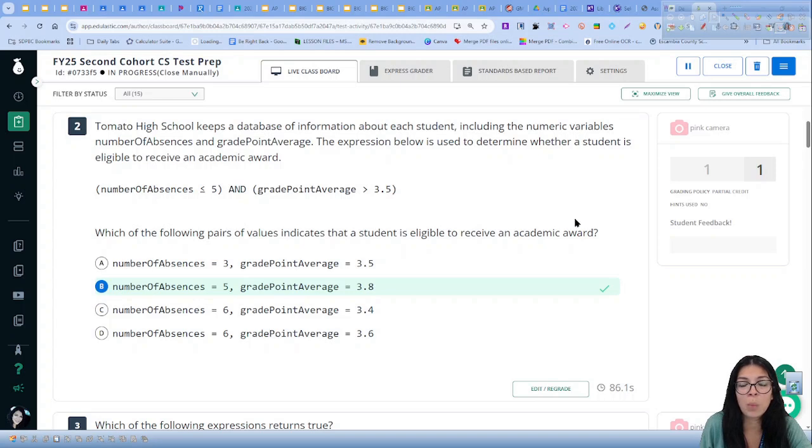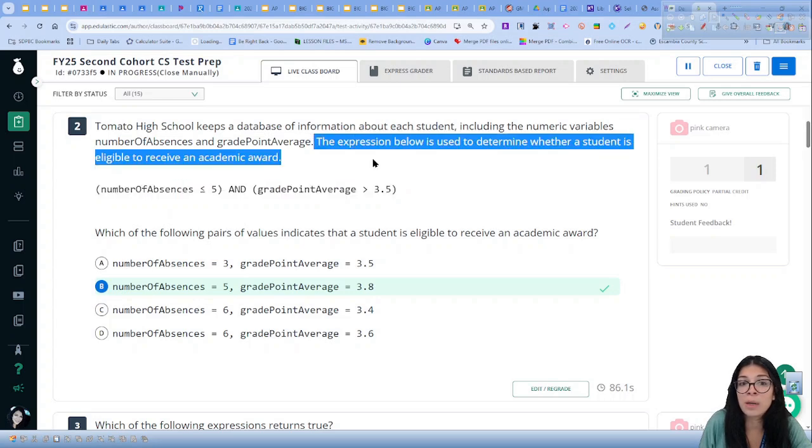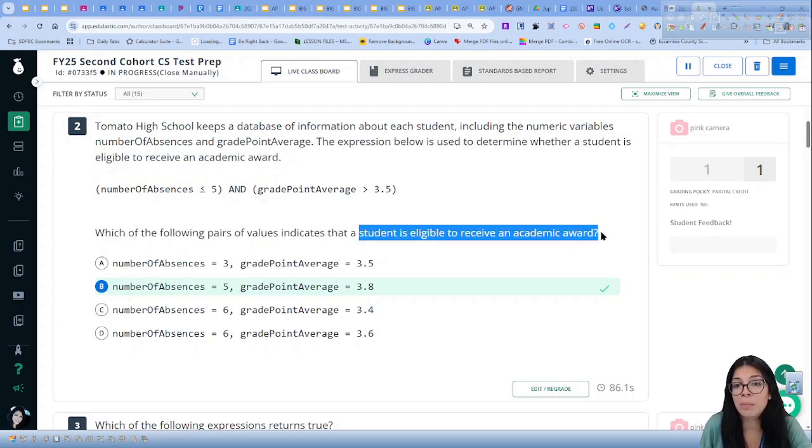receive an academic award. So the value pairs would be one that makes this condition true, right? Because this is the condition that allows us to determine whether a student is eligible to receive an award, and that's what they're asking. Which value pairs would make the student eligible to receive an award?